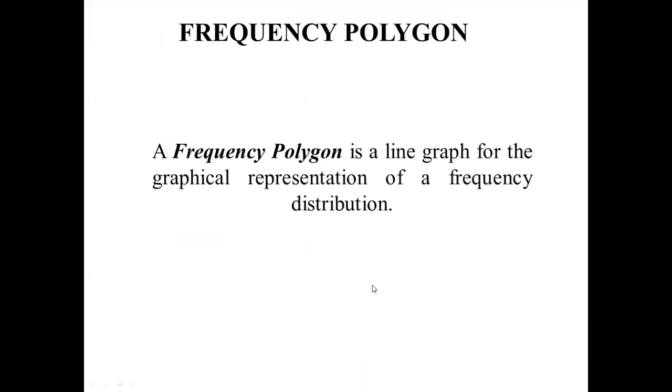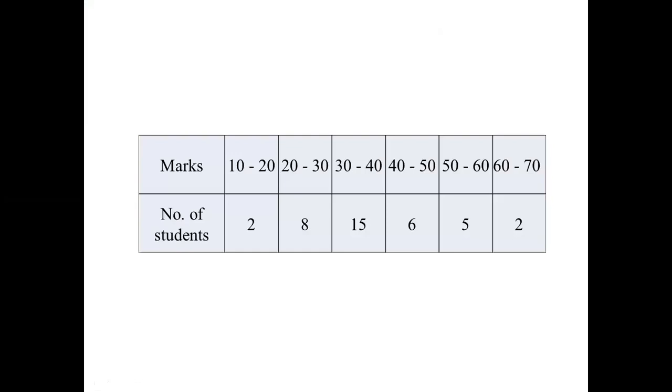Now we will see what a frequency polygon is. A frequency polygon is a line graph for the graphical representation of a frequency distribution. So instead of a bar graph, this is just a line graph. Now this line graph can be drawn using a histogram as well. So let us see how to do it.